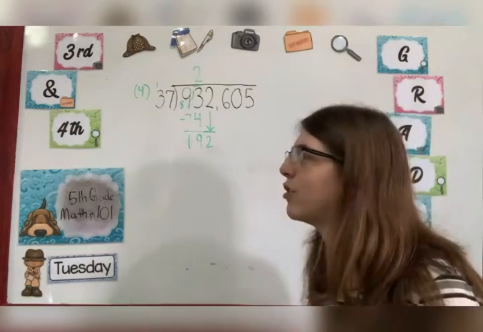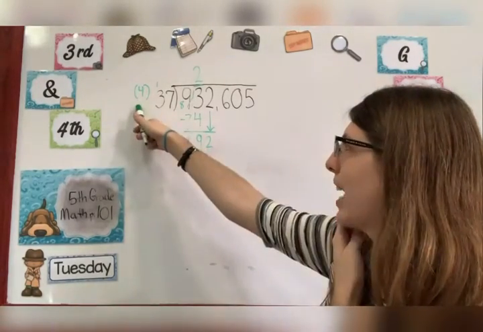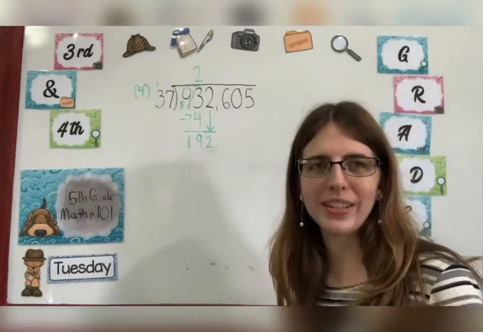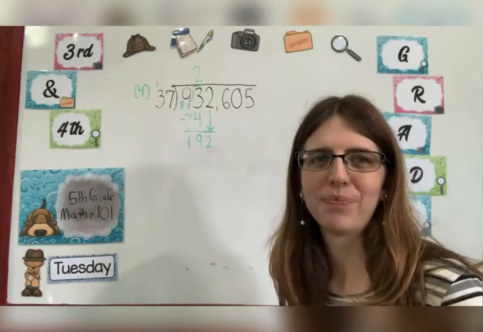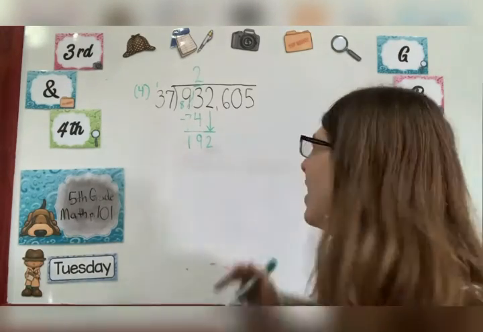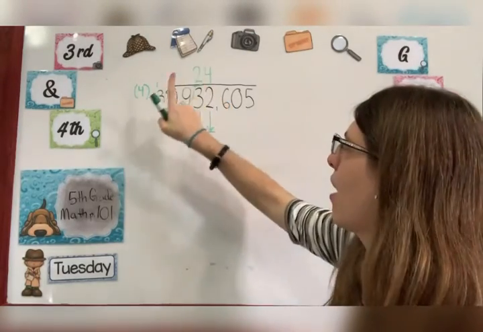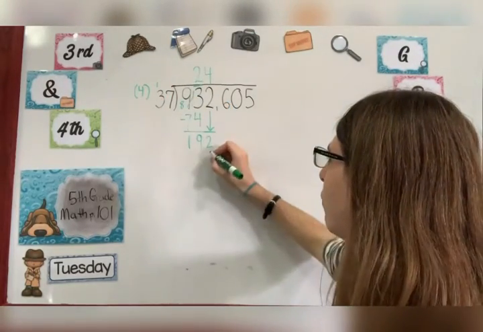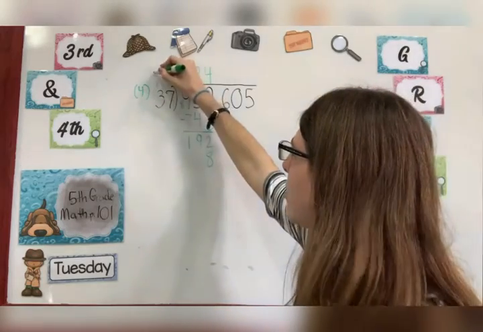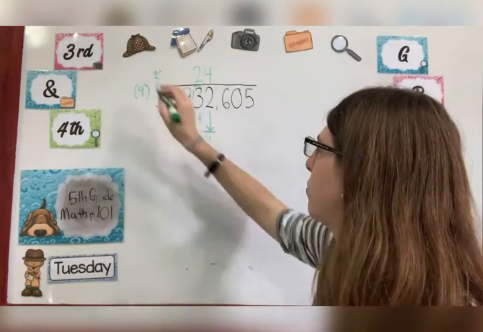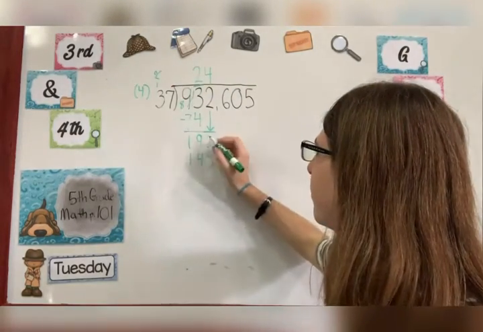37 into 192. I'm going to use my 4 to estimate. How many times can 4 go into 19 without going over? 4, very good. So I'll put my 4 over the 2. And I'll multiply now. 4 times 37. 4 times 7 is 28. Carry my 2. 4 times 3 is 12. Plus 2 is 14.